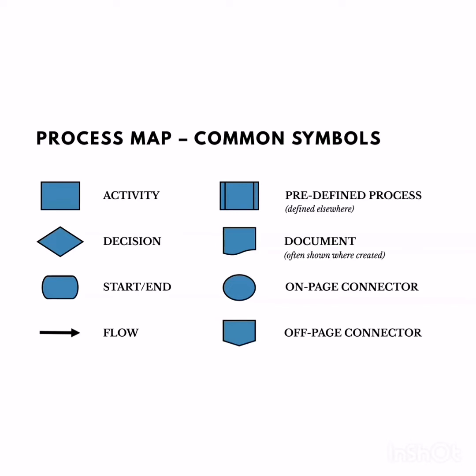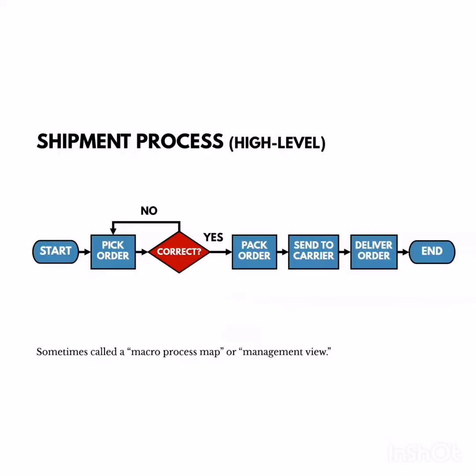A circle could represent an on-page connector. So if we don't want to have lines crossing all throughout our process flow, we could use connectors to connect different points of the diagram. And then we could also use the symbol at the bottom to represent an off-page connector. So if we want to connect two process maps, maybe on different pages, we could use that off-page connector to do so. Now here's a simple example of a shipment process, a high-level shipment process. Okay, so we start the process, and then we pick the order.